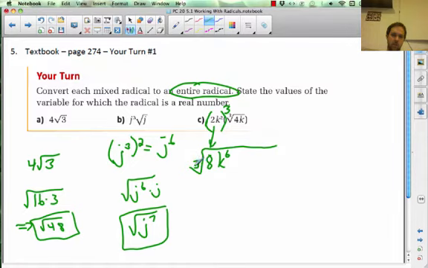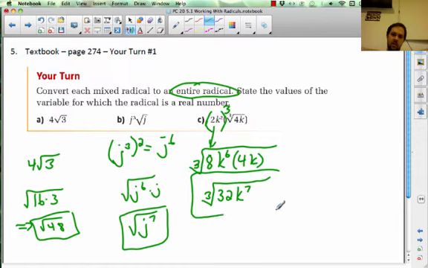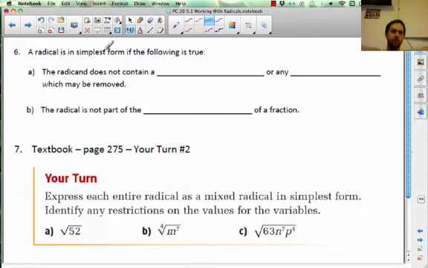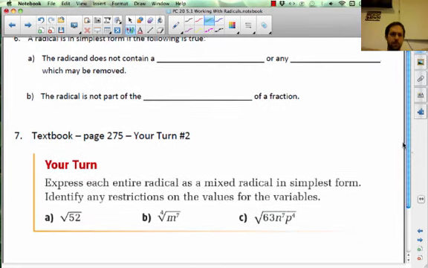Sorry, and this is a cubed root. And of course multiply it by the 4k that's already there. And cubed root of 4 times 8 is 32. k to the 6 times k is k to the 7. Cubed root of 32k to the 7. We're done. A radical is in its simplest form if the following is true, you can find these notes in your textbook.